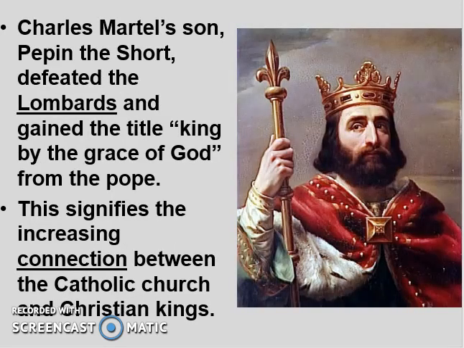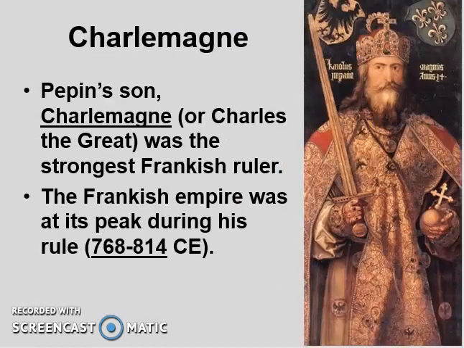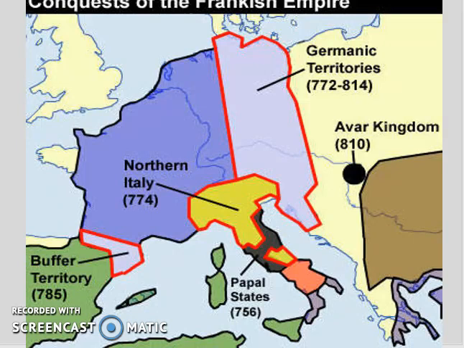Charles Martel's son, Pepin the Short, defeated the Lombards and gained the title King by the Grace of God from the Pope. So here we see an even further significance in the increasing connection between the Catholic Church and Christian kings. And Pepin's son, Charlemagne, or Charles the Great, was the strongest Frankish ruler. The Frankish Empire was at its peak during his rule between 768 and 814 CE. So we see here on this map how large the Frankish Empire is going to become, largely under the leadership of Charlemagne. And we will talk a little bit more about him.